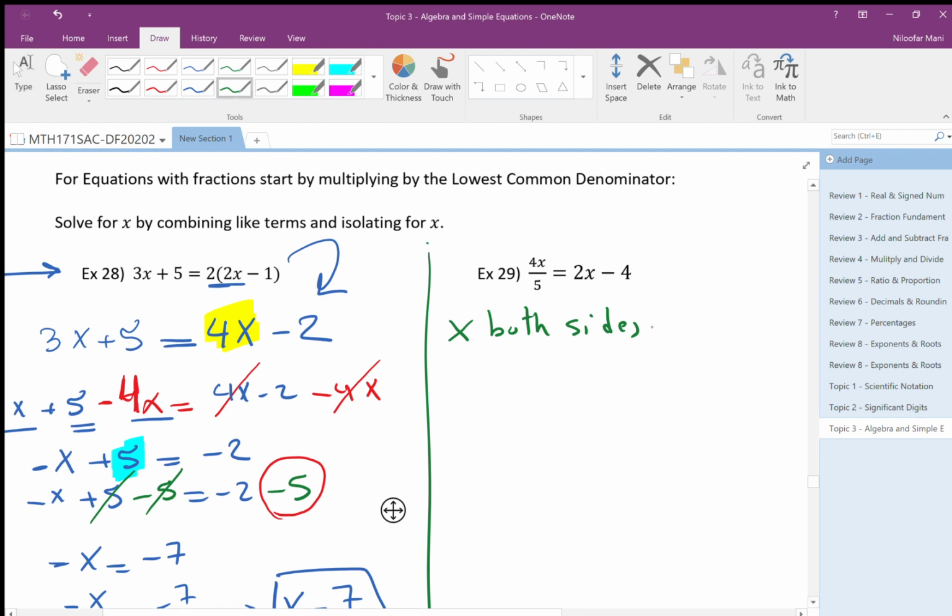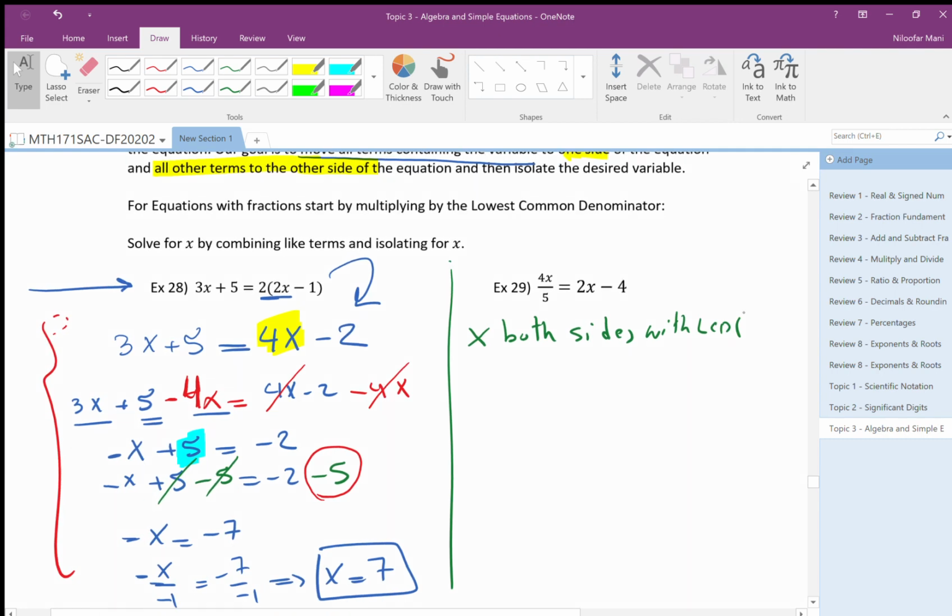Multiply both sides by the least common denominator of 5 and 1. Why 1? Because I have 1 here. So I multiply both sides by 5. Then 4x over 5 equal 2x minus 4. And as long as I multiply both sides, I'm fine. I add to both sides, I'm fine. I subtract from both sides, I'm fine. Divide both sides, I'm fine. So it's mathematically, logically correct.